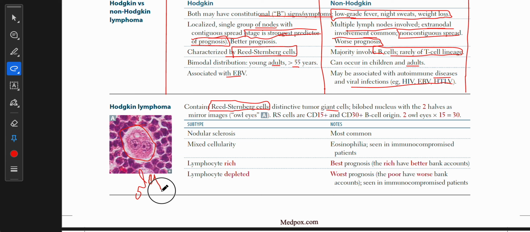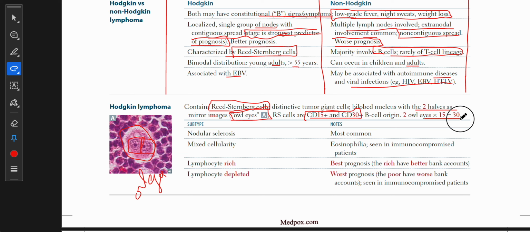Owl eyes, and also a bilobed nucleus with the two halves as mirror images. You can see the bilobed nucleus, and the two halves are like mirror images in between, right? They are also called owl eyes, not to be confused ever again. And these are CD15 positive and CD30 positive.